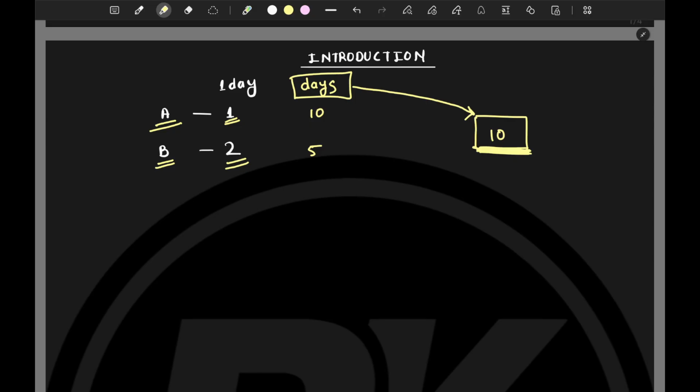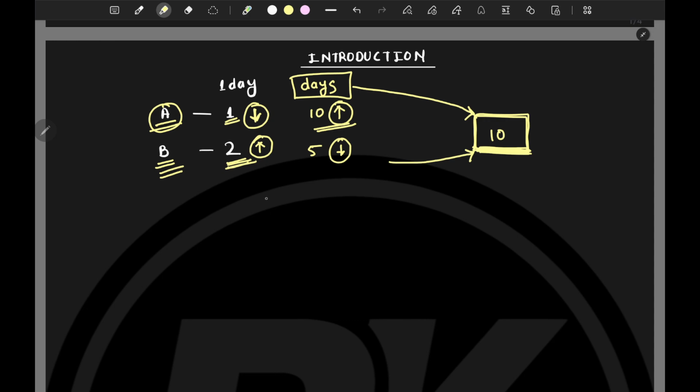From this example, can you correlate that the time taken by A is more because he is doing less work? The time required to complete the work, and what is the work? To eat 10 chapatis. As he is eating fewer chapatis per day, as he is doing less work per day, he will require more time. And B is eating two chapatis per day, that means he is doing more work, and hence in less time he can eat all the given chapatis, or all the given work.